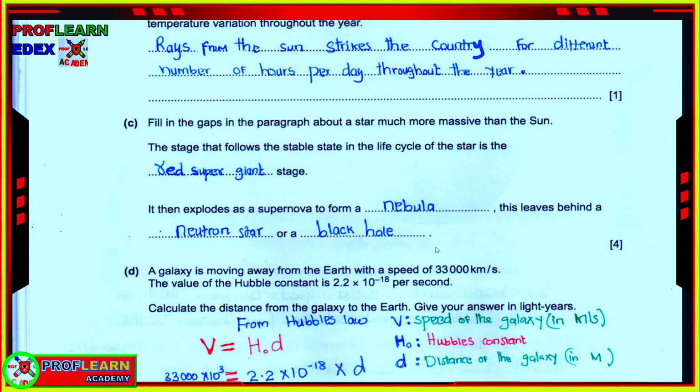You need to understand the stages and evolution of stars when you are going to sit for your exams. So we are supposed to fill in these gaps. The stage that follows the stable star life cycle of a star is called what? A red supergiant. Why are we saying red supergiant, not red giant? Because it was a massive star. So it will move to a red supergiant. It will then explode as a supernova to form nebulae, which will create other stars. But what will be left is a neutron star or a black hole.